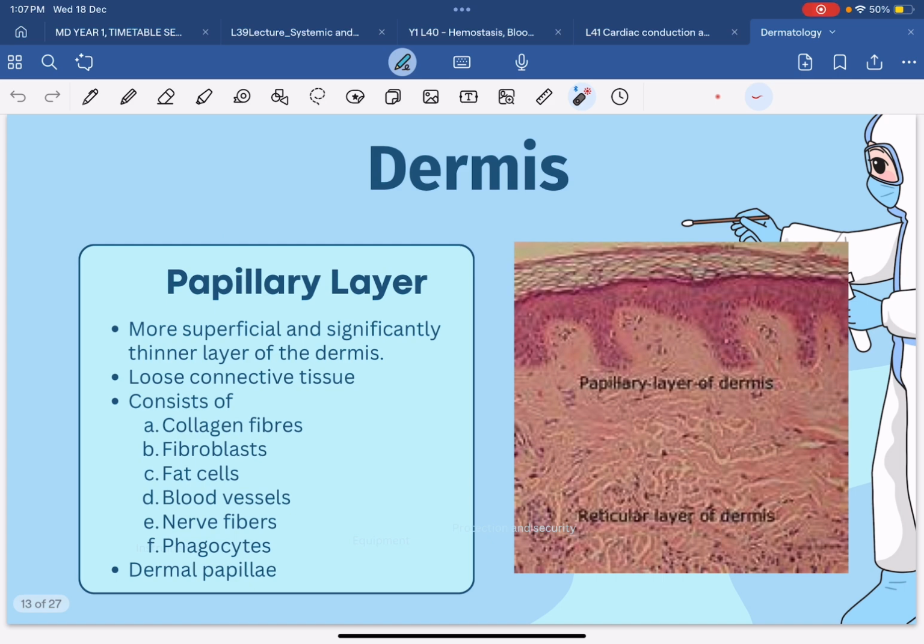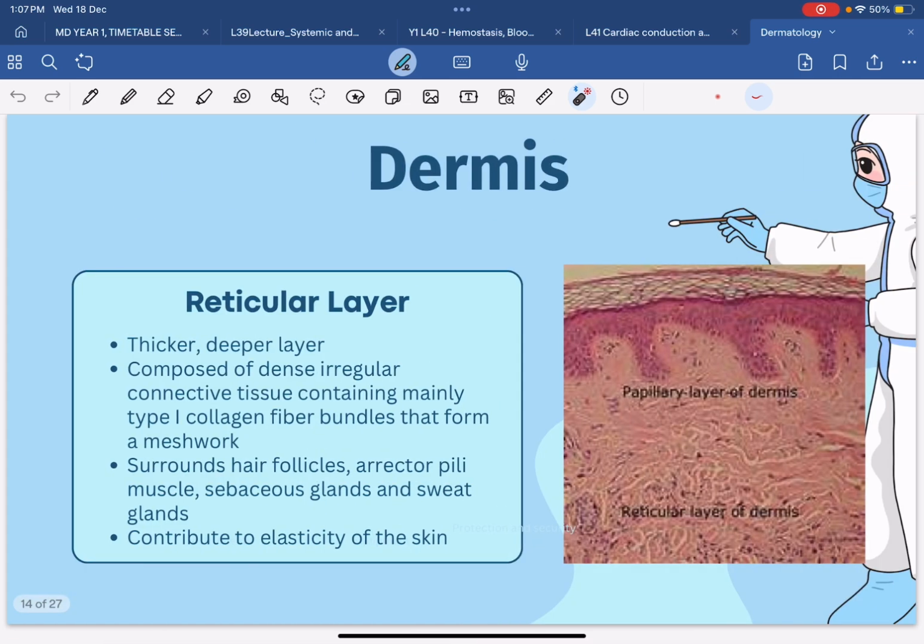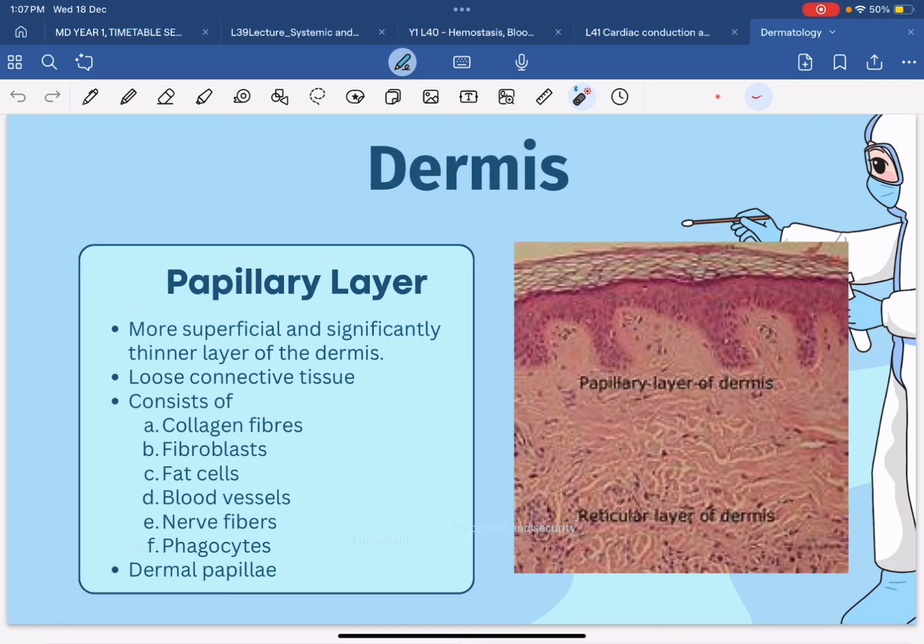Now it's the dermis. It consists of two layers: the papillary layer and the reticular layer. The papillary layer is more superficial and significantly thinner. It is composed of loose connective tissue and consists of collagen fibers, fibroblasts, fat tissue, blood vessels, nerve fibers, and phagocytes. It also has projections called dermal papillae, which are here.